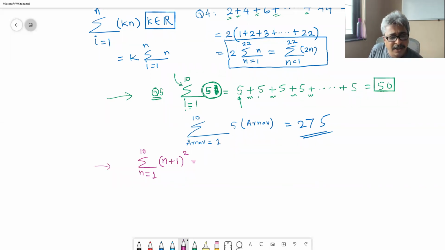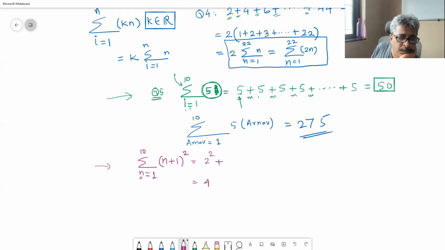Now, are you fine with n here, or shall I put i? I mean any letter. k is equal to 1 to 10. Then you should have this over here. In this problem, I am taking this n over here. So what is the first term? Put n is equal to 1 in this bracket and find out the first term. The first term is going to be 2 raised to 2, which is 4.